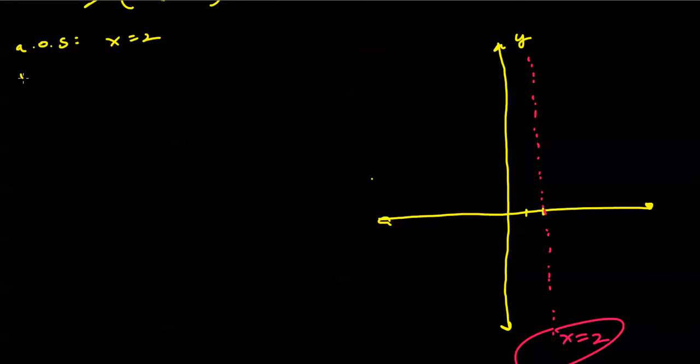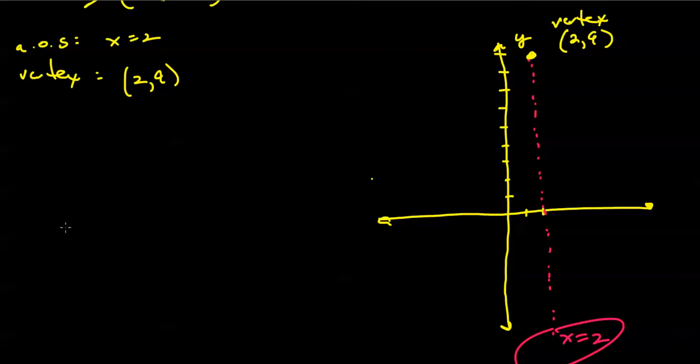The vertex of the parabola is the point 2, 9. So when x is 2, y is 9. 1, 2, 3, 4, 5, 6, 7, 8, 9. Puts me here. And I'll label it 2, 9. Vertex. Now remember, this is going to be concave down. Alright, how wide or narrow is this parabola going to be? So I need 2 symmetric points.